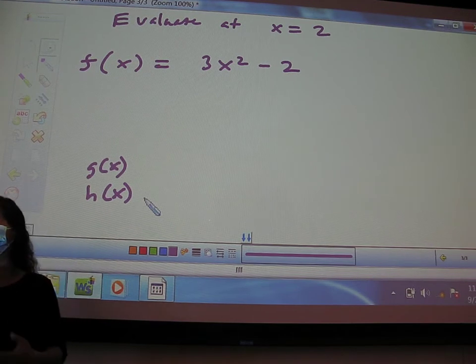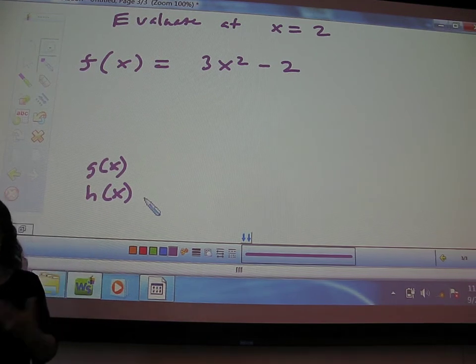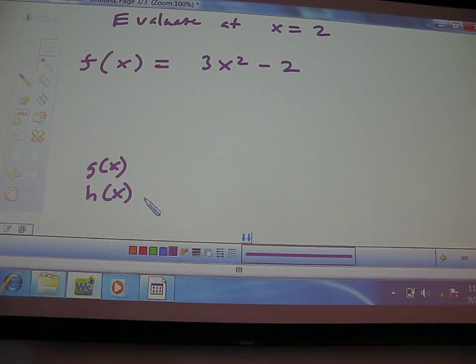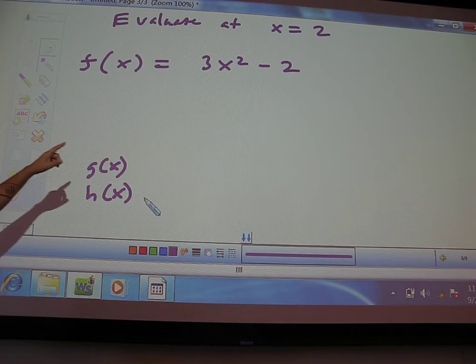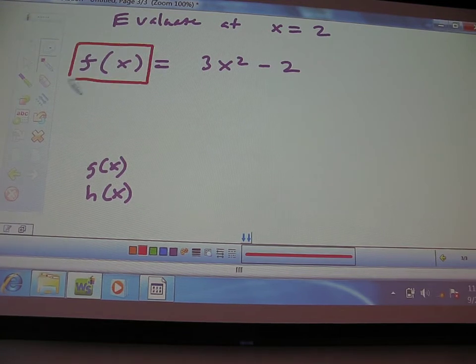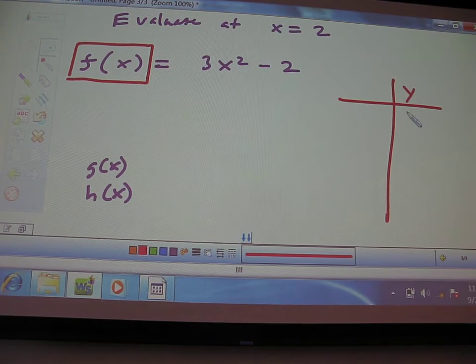People very rarely use f for anything else because it's saved for functions. Okay, so when you say evaluate at x equals 2, I want to point out a few things about this. This part here, that's my y. f of x is my y. So this is really just a fancy way of saying y.